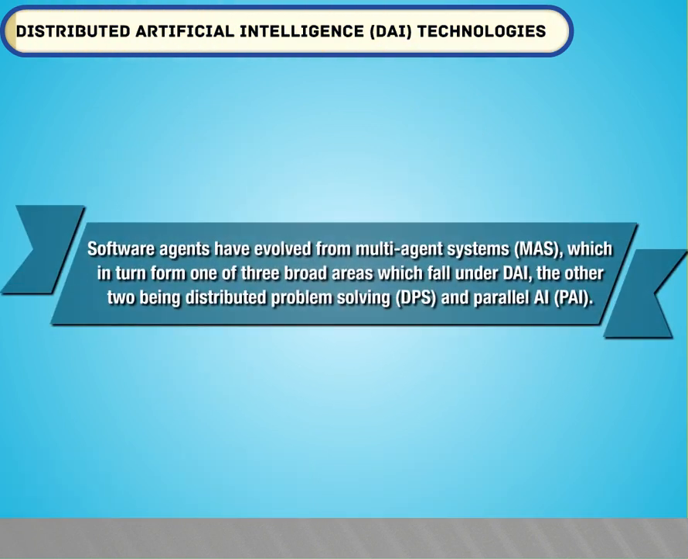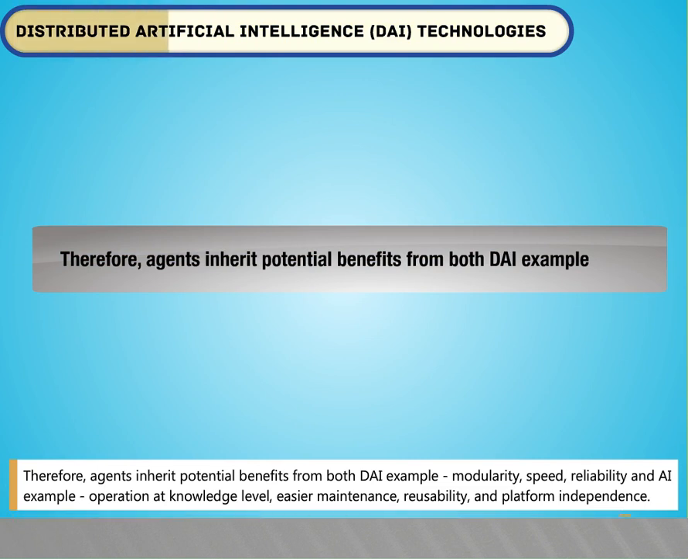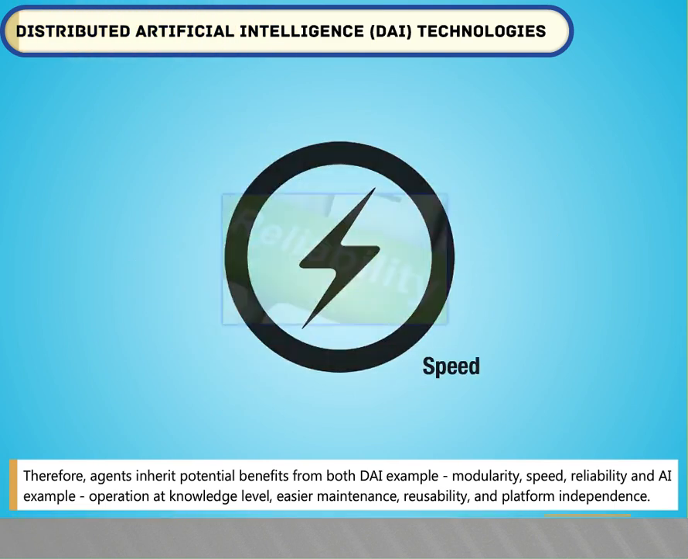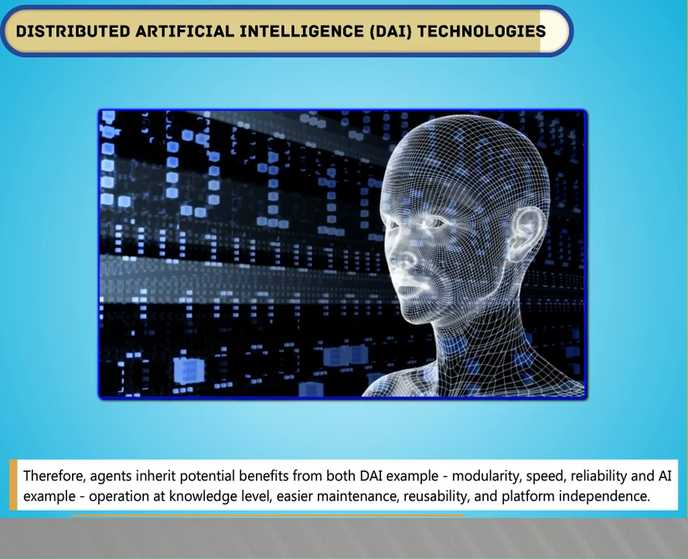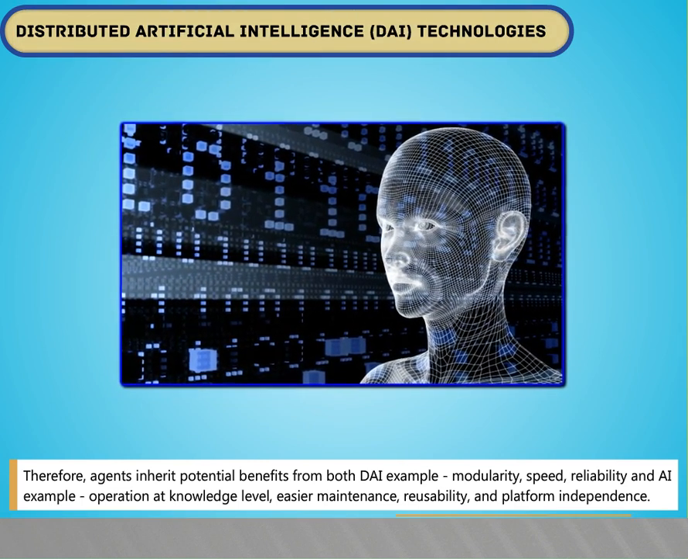Software agents have evolved from multi-agent systems (MAS), which in turn form one of three broad areas which fall under DAI, the other two being distributed problem solving (DPS) and parallel AI, that is PAI. Therefore, agents inherit potential benefits from both DAI, for example, modularity, speed, reliability, and AI, for example, operation at knowledge level, easier maintenance, reusability, and platform independence.